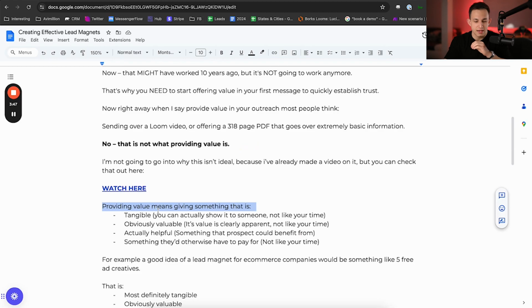Here is what providing real value means. You want to provide something that is tangible. This means you can actually show it to someone, not like your time. And I'm going to explain why I keep comparing it to time. Something that is obviously valuable. Its value is clearly apparent, not like your time. Actually helpful. This is something that the prospect can actually physically benefit from, an actual ROI on what you're giving them. And then something they'd otherwise have to pay for, not like your time.